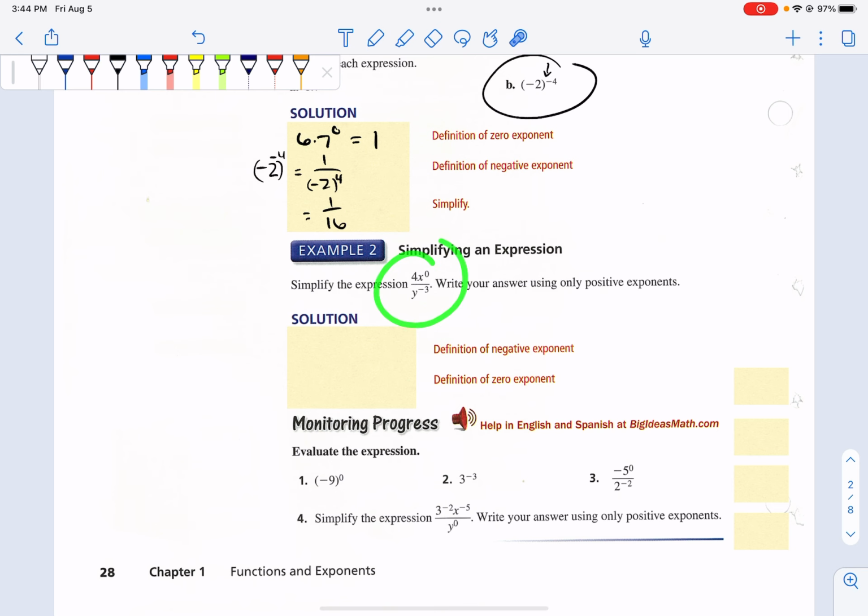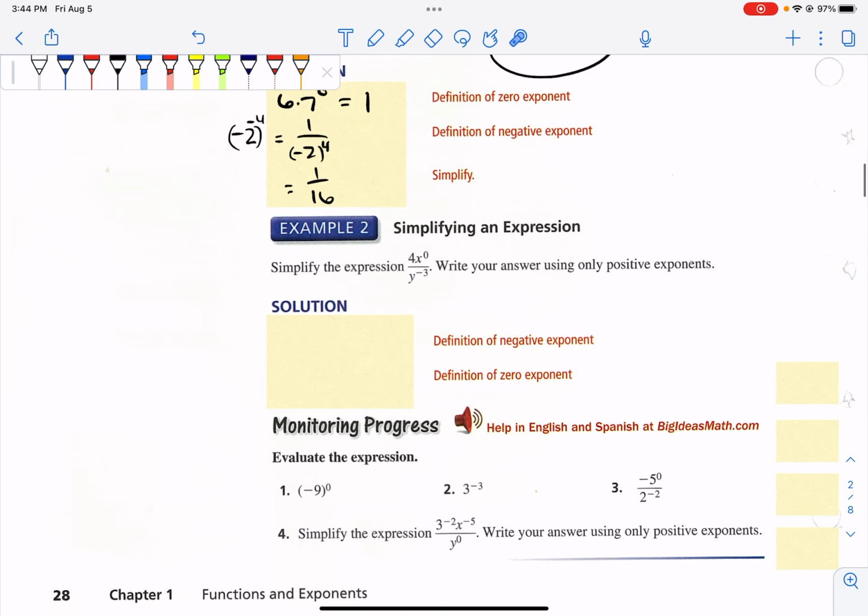We're down here now, 4x to the 0, example number 2, divided by y to the negative 3. Okay, I'm going to tell you the way I do these problems. First thing I do is I get rid of negative exponents. I don't like them. They just cause issues and problems and hurt my soul.